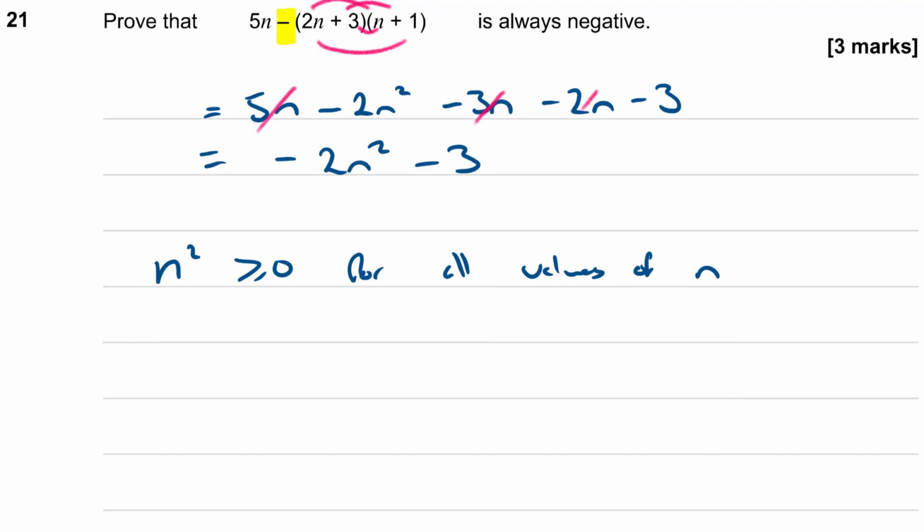Because if you square a number, if it's negative, a negative times negative is positive, and a positive times positive is positive. So you're always going to get a positive number unless, of course, n is 0, in which case you're going to get 0. So n squared is greater than or equal to 0 for all values of n. So minus 2n squared is going to be less than or equal to 0. And then if I then subtract 3 from that, minus 2n squared minus 3 is definitely going to be less than 0, isn't it?